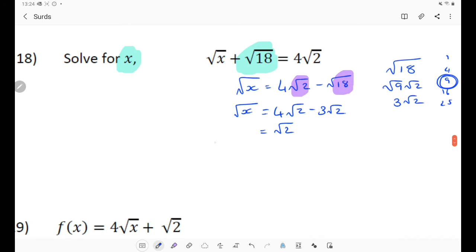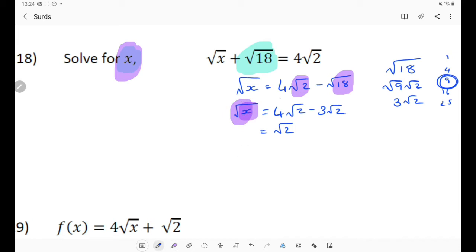And this was where most of my class stopped. And you know what? Absolutely fine, absolutely understandable. But I'm drawing your attention back to what you're actually asked to find. You're asked to find x. We've not got x. We have root x.